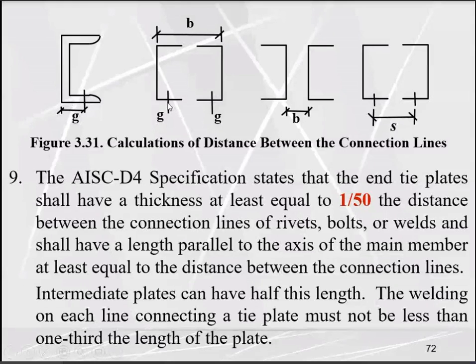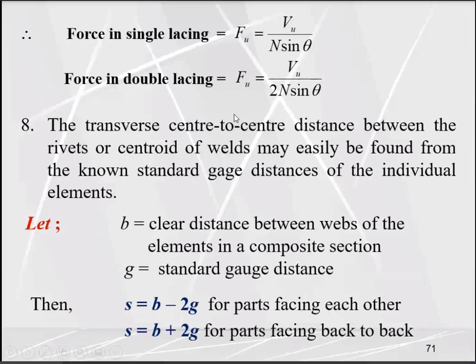So the S distance is the distance from the center of this fastener to the center of this fastener. How can we determine it? If the flanges are inverted inside, S will be equal to B minus 2 times the G value, because G is the distance from here to here, from the edge of the web to the center of the fastener. In this other case, S will be equal to B plus 2 times the G value.